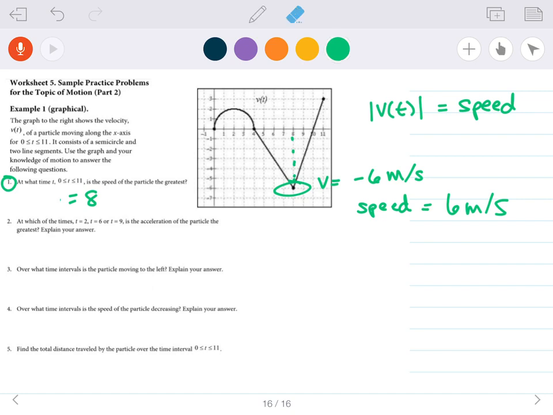Okay, let's look at the next question. At which times, t equals 2, t equals 6, or t equals 9, is the acceleration of the particle the greatest? Explain your answer. So here we're given a velocity graph, and remember, acceleration is the derivative of velocity. So what we're interested in is the slopes, right? Derivative means we can think about that as slope. So where is the slope the greatest at these t values?